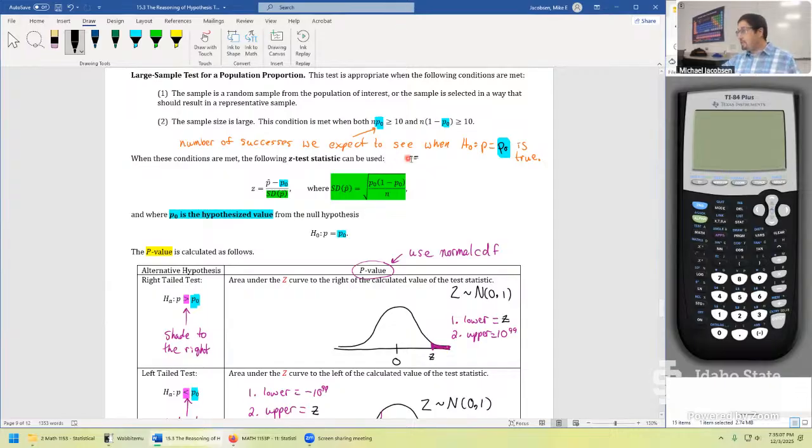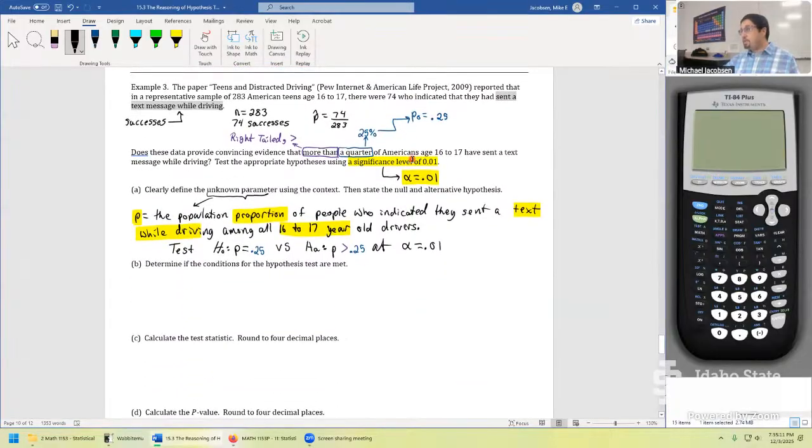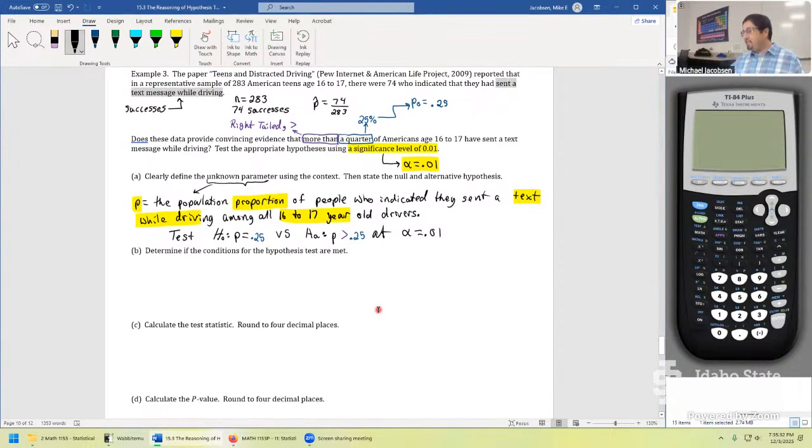Okay, so here's where we left off at the end of Wednesday. We started this problem. We did the heavy lifting of breaking down the context meticulously, if you follow all these arrows everywhere. Then we wrote down what the parameter P was. P is the population proportion of people who indicated they sent a text message while driving among all 16 to 17-year-old drivers. So it seems like kind of an ageist study. We're looking into new drivers, really, by the sound of it.